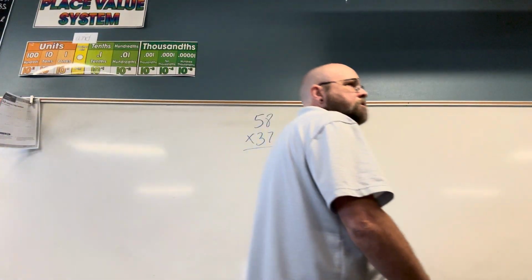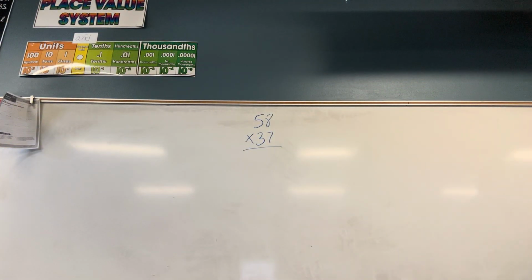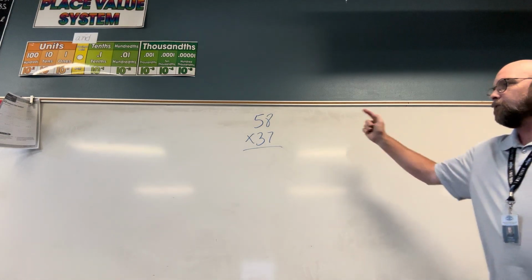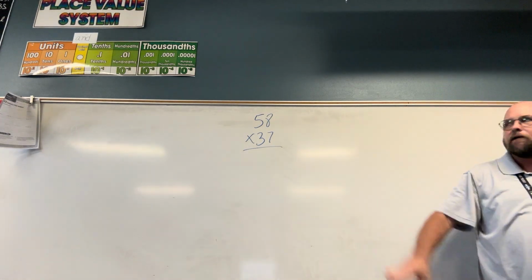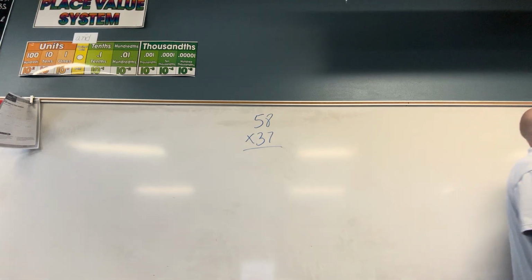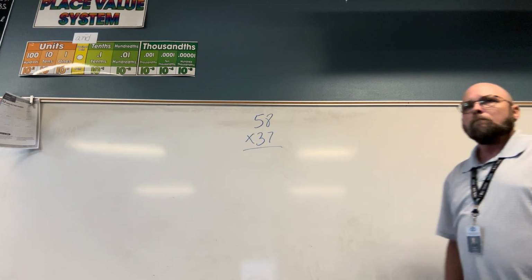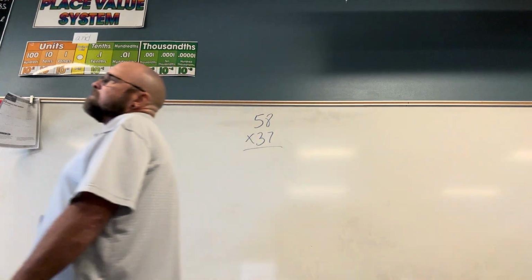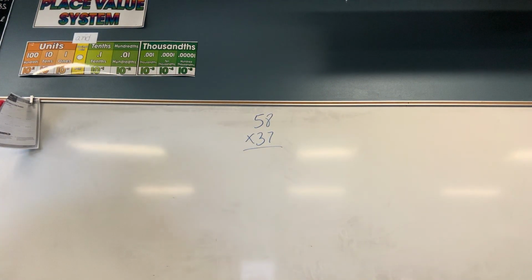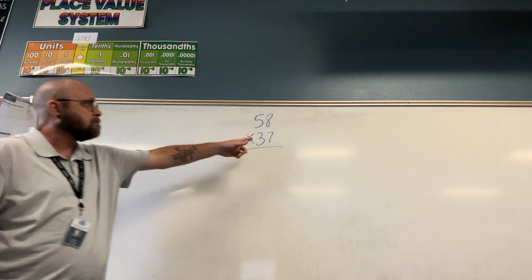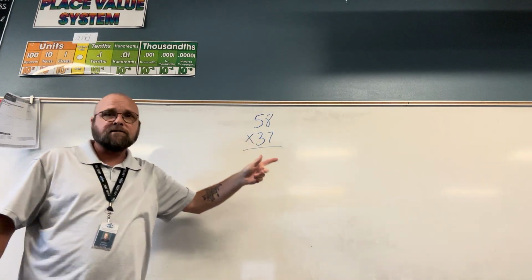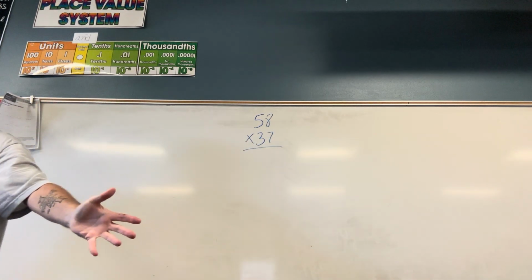All right, so this problem tells us we have to find the product of 58 and 37. 58 and 37 are called factors. Those are the numbers we're multiplying together. Many of you are looking at it right now going, this is so hard. Well, if you know your sevens and you know your threes, it's not difficult at all.